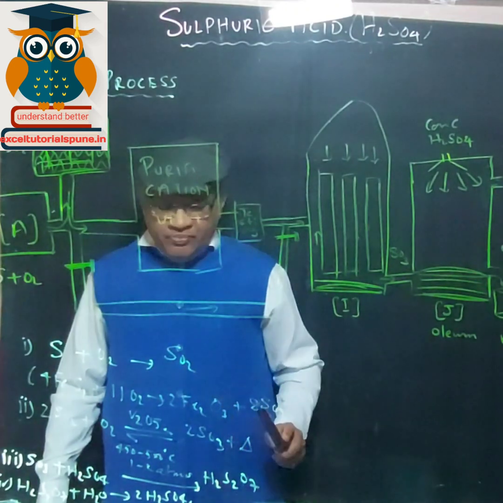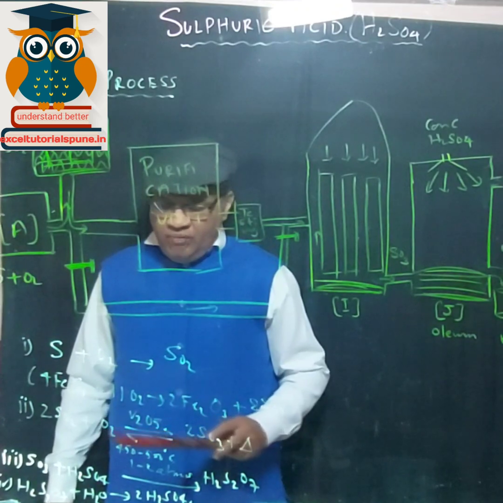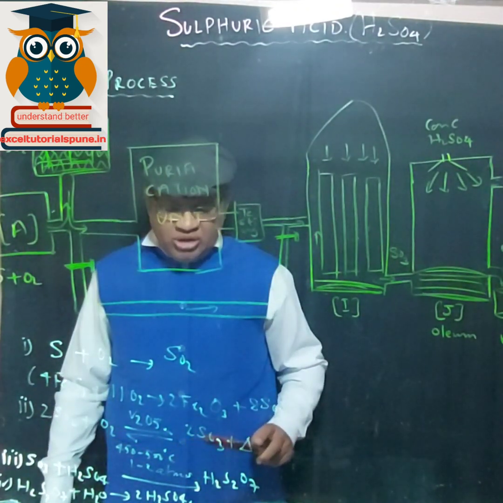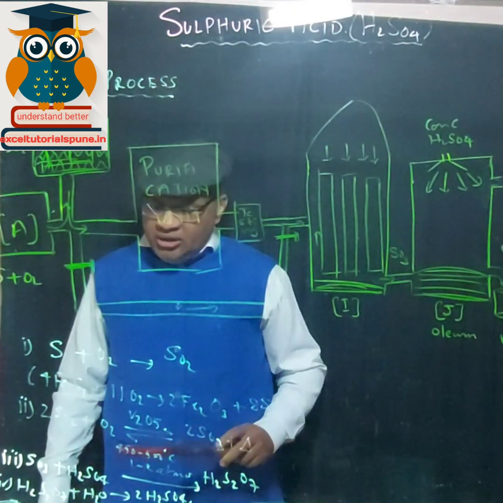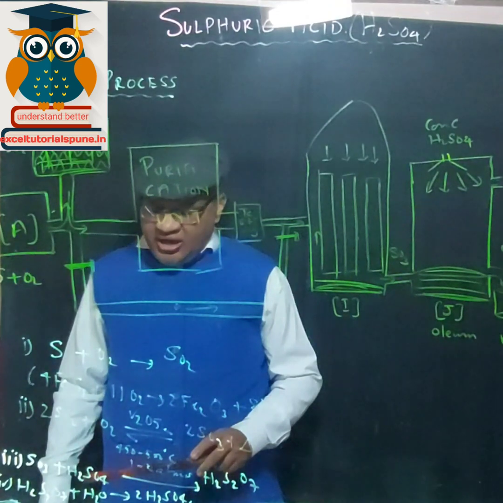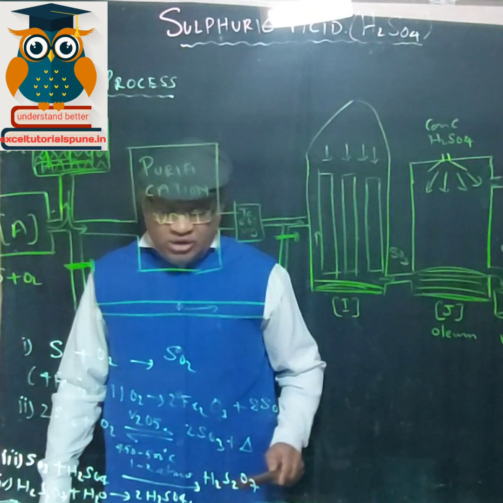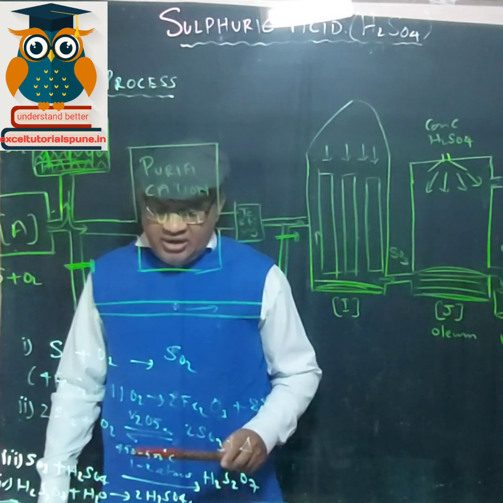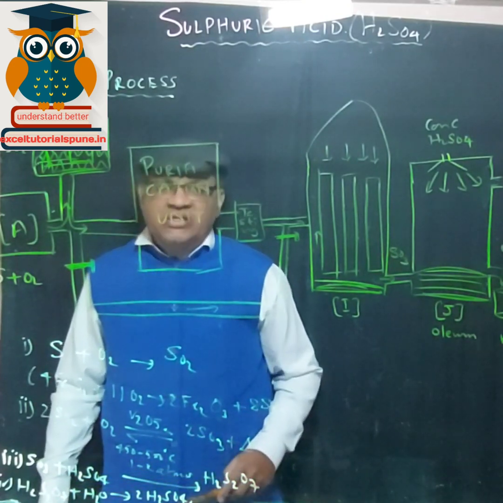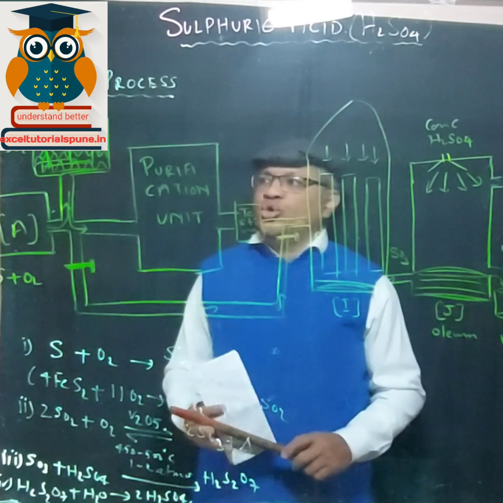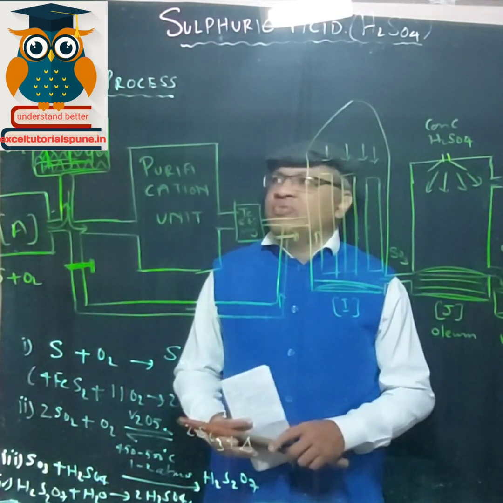Now this SO2 which is formed is passed through the catalytic chamber, vanadium pentoxide, 450 to 500, 1 to 2 atmosphere pressure, and gives you sulfur trioxide plus heat. And once sulfur trioxide is formed, you add concentrated sulfuric acid and you get oleum, H2S2O7, or pyrosulfuric acid. And remember the catalyst, temperature and pressure. Then this oleum plus water gives you sulfuric acid. So this is the whole process. Please go through it, learn the equations, and we'll go further with the properties of sulfuric acid.